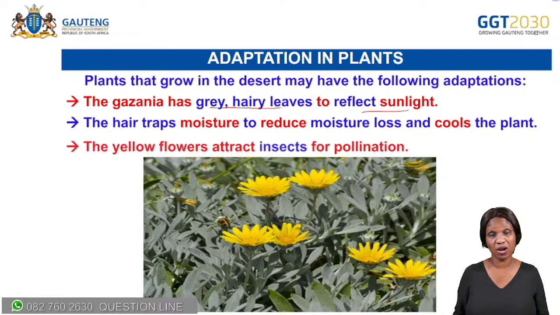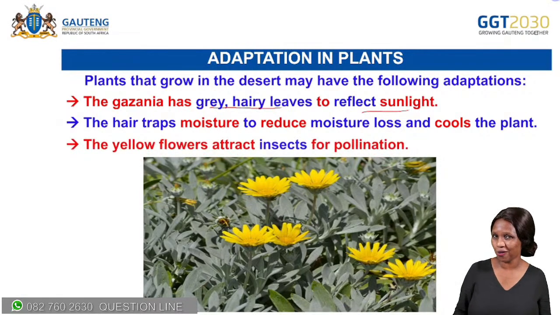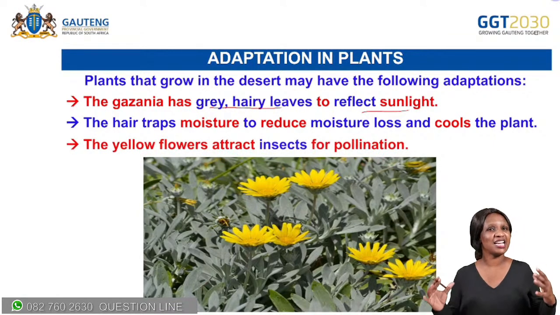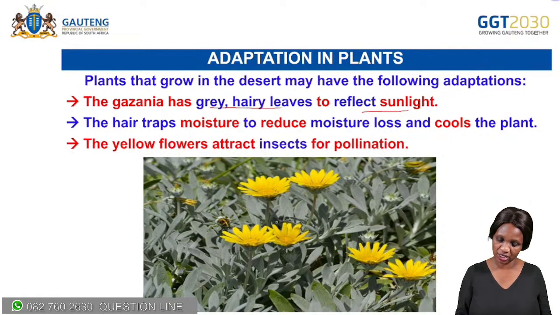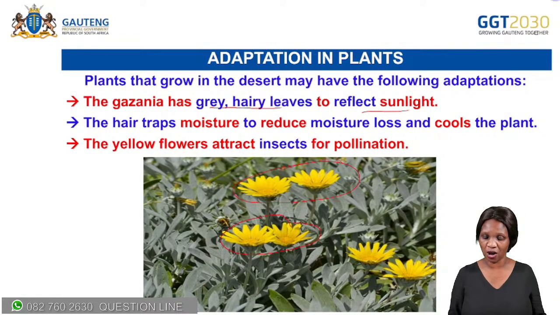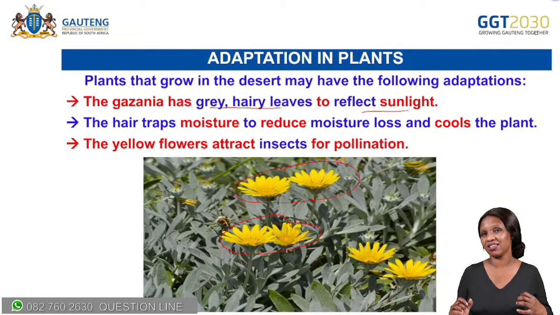Let's move on. And then what about the yellow flowers? They attract insects for pollination. Let's look at this. These bright yellow flowers, they will attract insects. For what? For pollination.